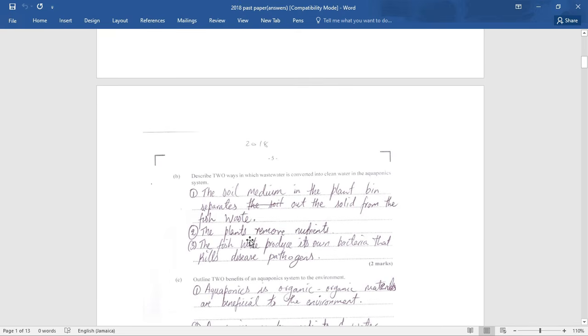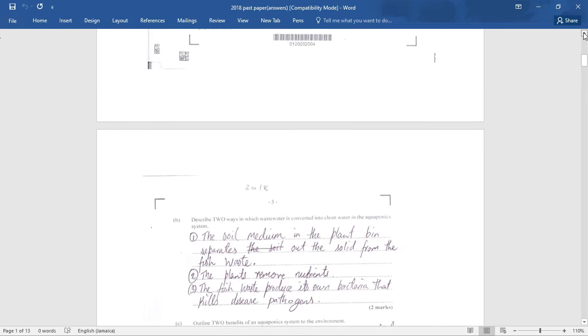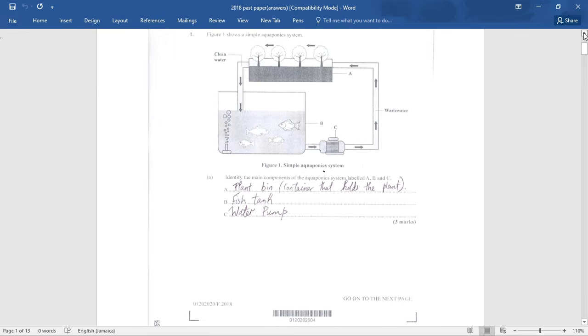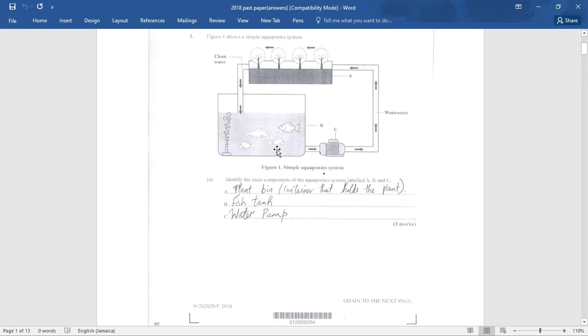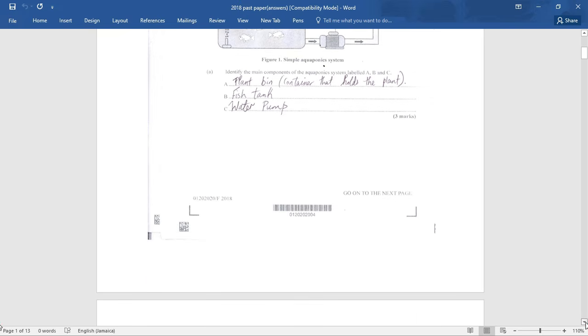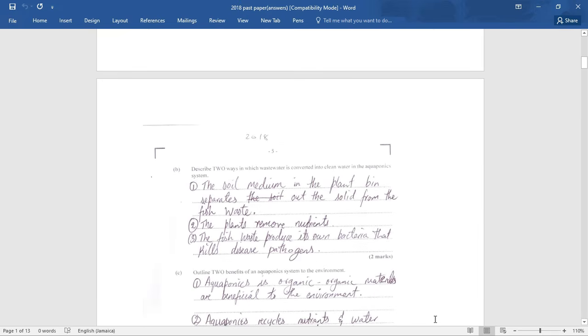2, the plants remove nutrients. As you know, too much nutrients in the fish water would make the water toxic. A lot of ammonium, nitrites and nitrates are built up in this water, and to make it pure for the fish, when it is pumped up the plants would absorb those nutrients and make the water pure again for the fish to reuse. It asks for 2, but I gave 3 here.